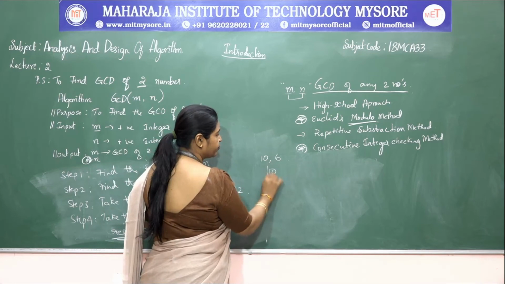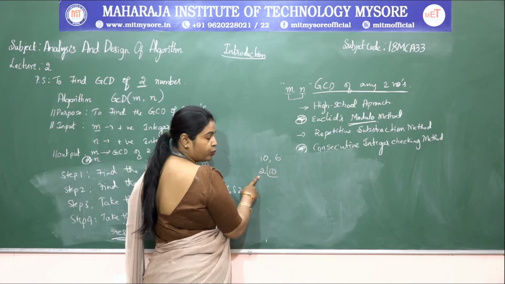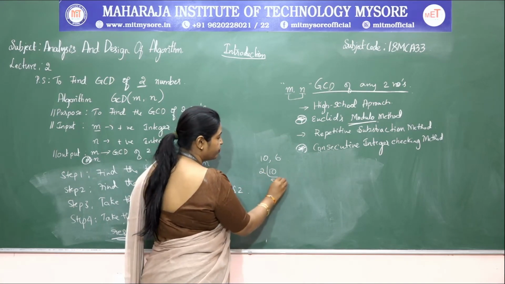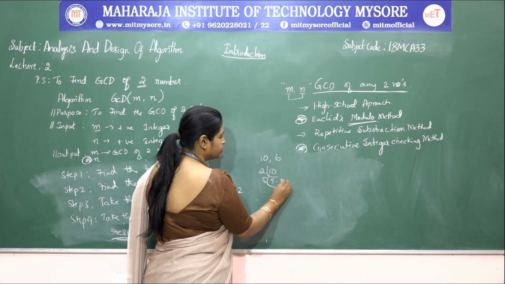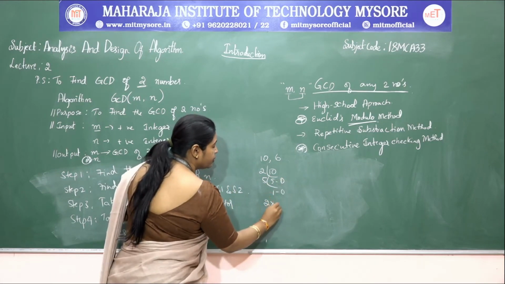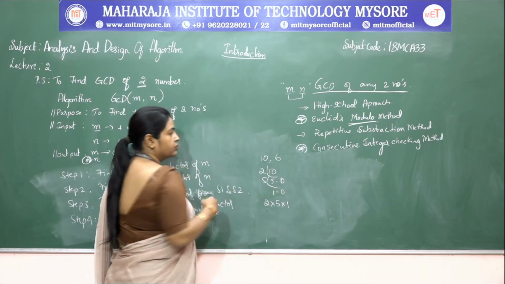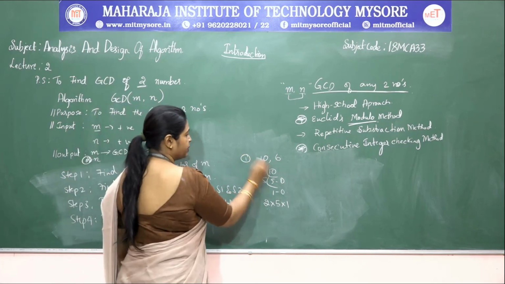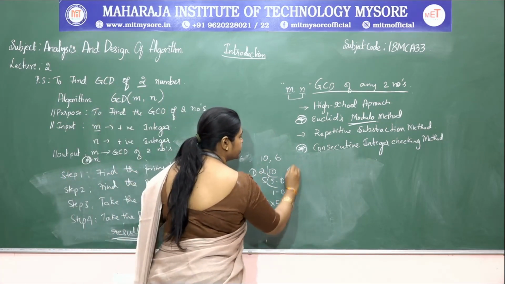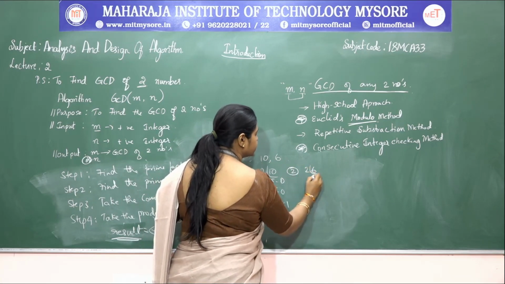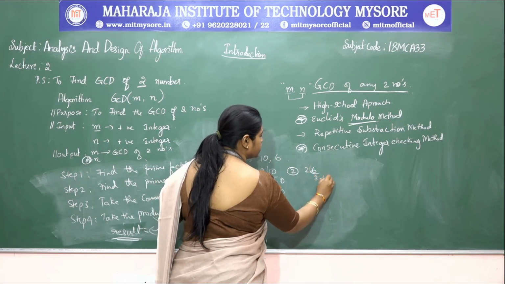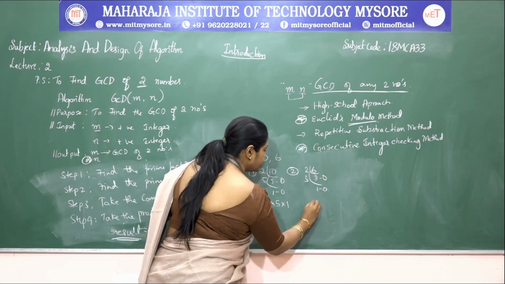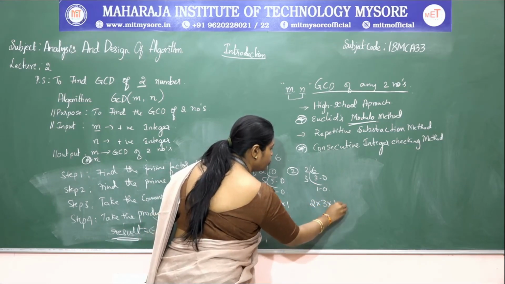So let us take the prime factors of the first number. So divide it by 2. Why? Because the least prime number is 2. We need to start with 2. So 2 5s are 10, 5 1s are 5, and 1. Therefore the prime factors of this first number are 2 into 5 into 1. So this is the first step. The second step: the prime factors of 6 are 2 into 3 into 1. So therefore the prime factors of the second number are 2 into 3 into 1.